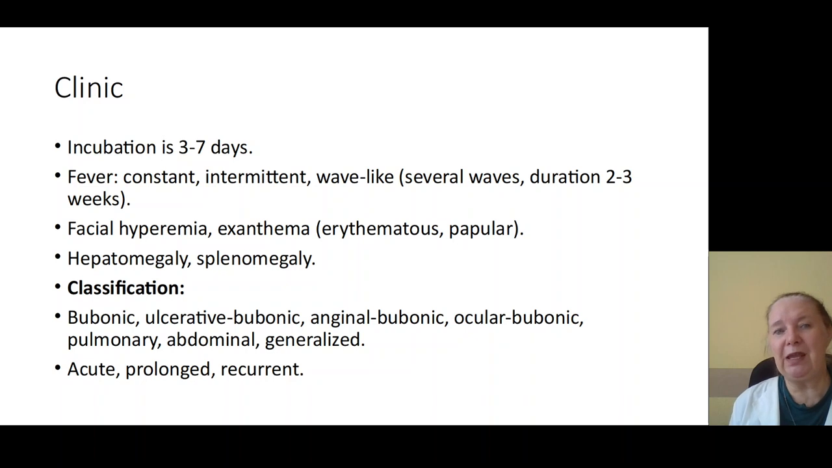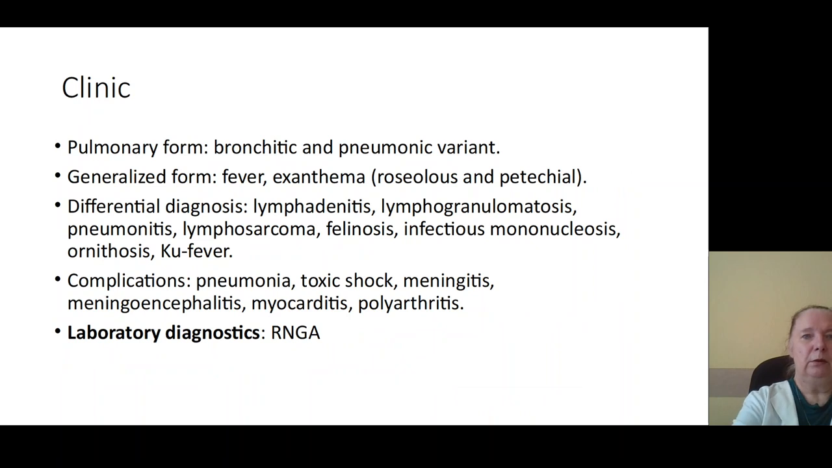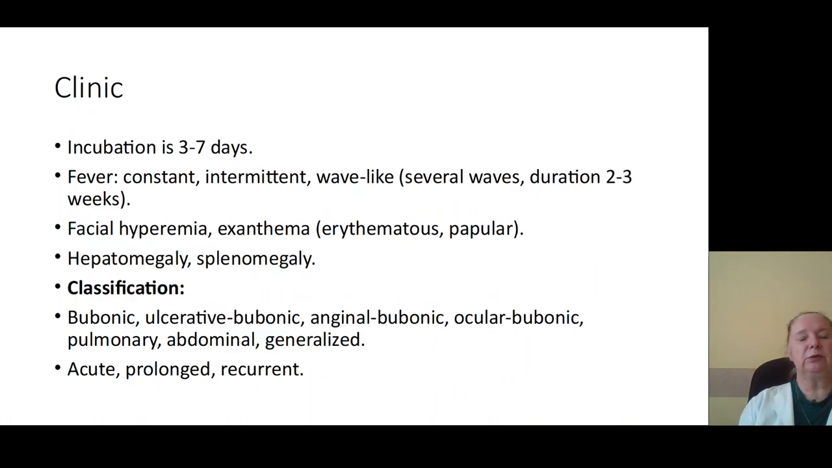When we indicate the classification of tularemia, there are bubonic forms, ulcerative bubonic forms, angina bubonic forms, ocular bubonic forms, pulmonary forms, abdominal forms, and general forms. There are also acute, prolonged, and recurrent forms of infection, relapse forms. Let's speak about those clinical forms. Let's start with the bubonic forms.